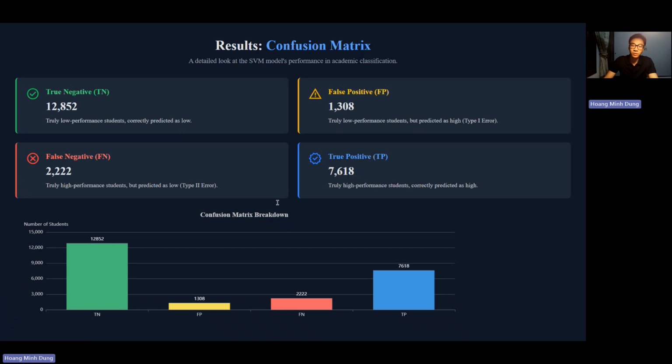In this slide, I will talk about the results, the confusion matrix of the model performance. This bar chart visualizes the confusion matrix, which gives us a detailed breakdown of the prediction results. With true negatives, 12,852 students with low performance were correctly predicted as low, and true positives, 7,618 students with high performance were correctly predicted as high.